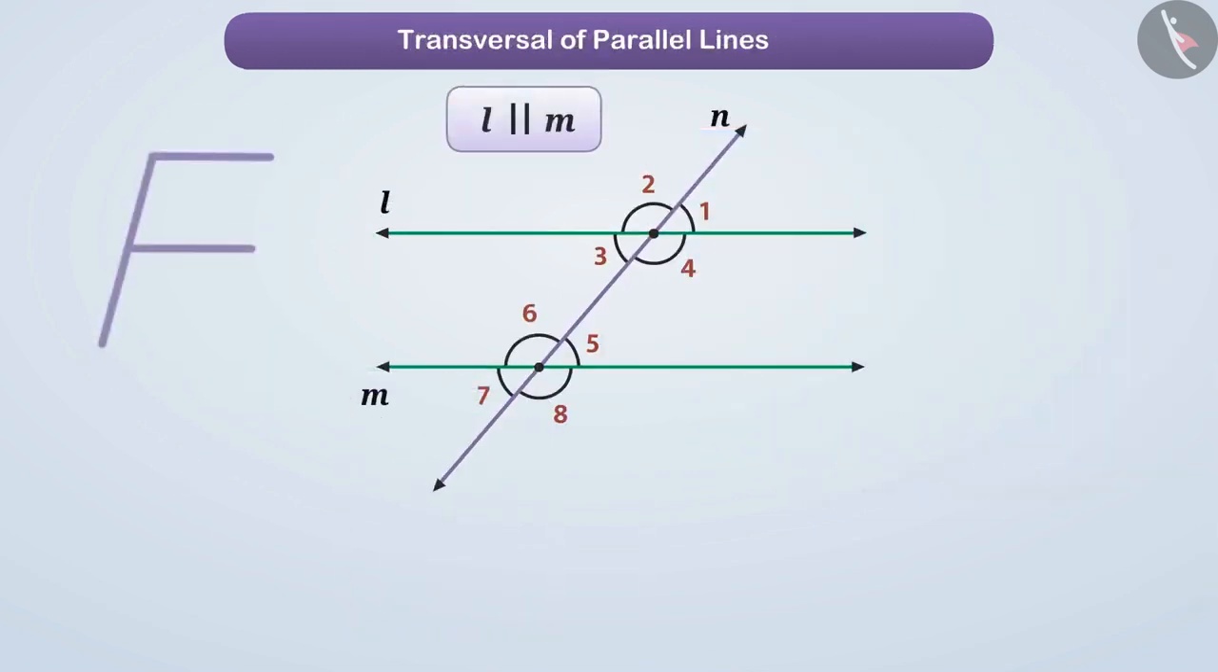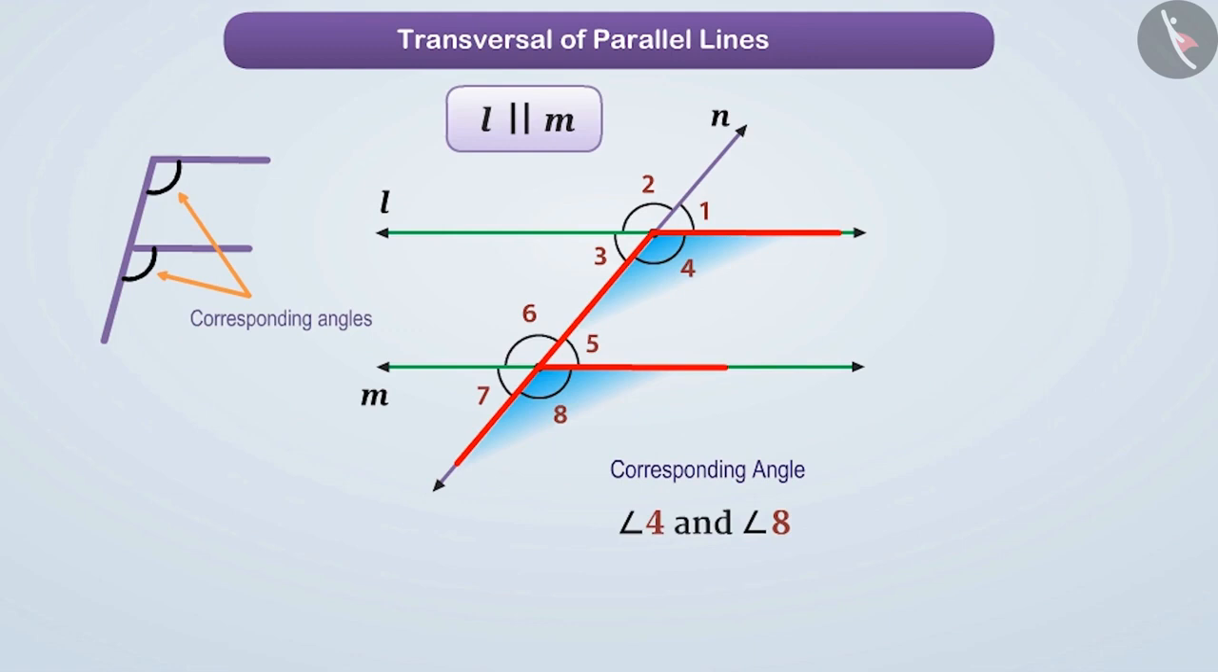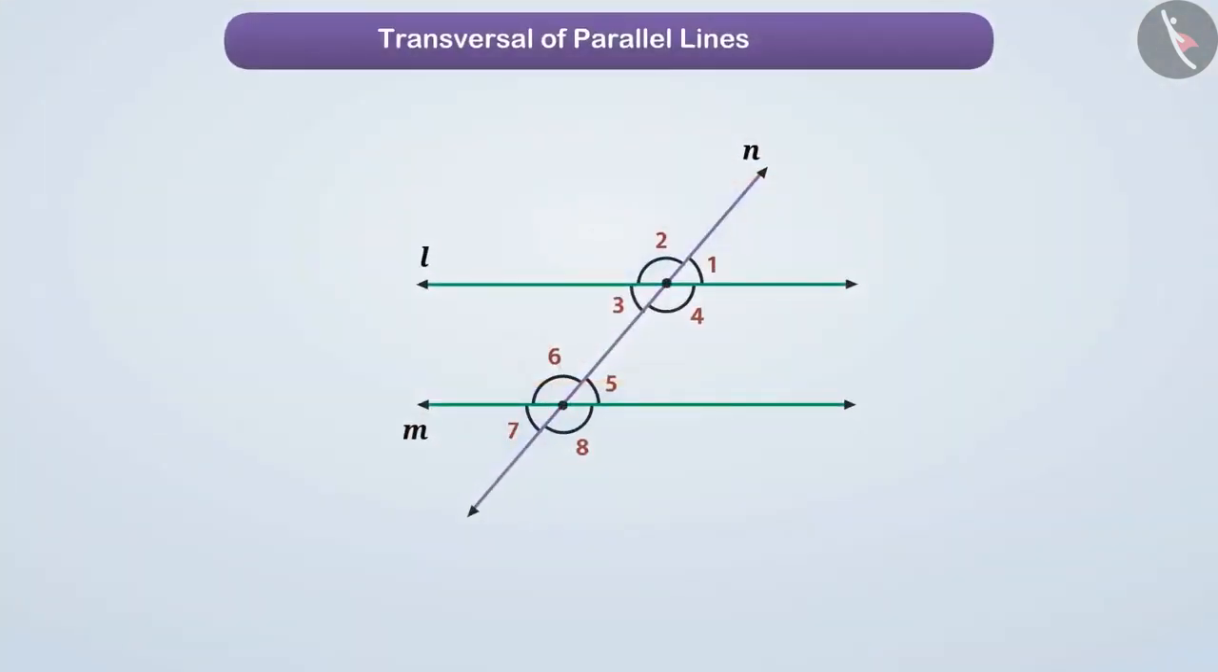You can keep the shape of F in mind to easily identify a pair of corresponding angles. Here, these angles are the corresponding angles. Similarly, these angles are also the corresponding angles. Find the pairs of corresponding angles through this trick by pausing the video. Now looking at this figure, can you tell what is the relation between angle 3 and angle 5? Give it a thought.